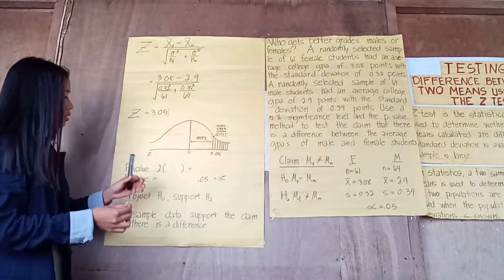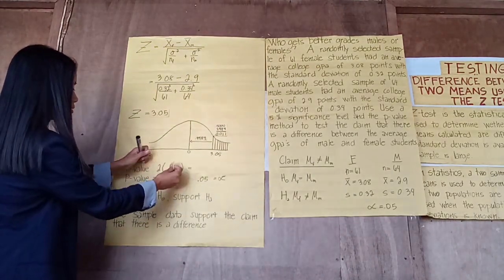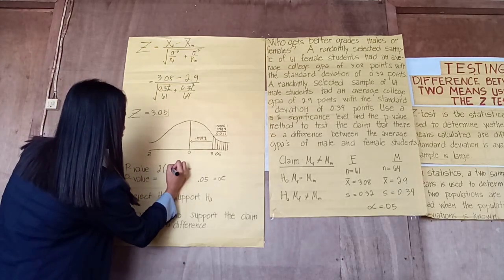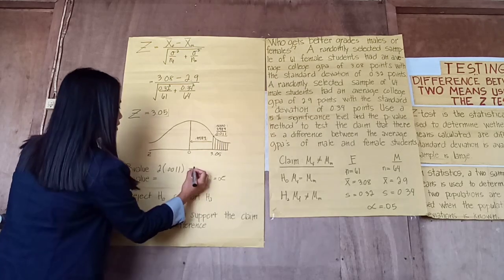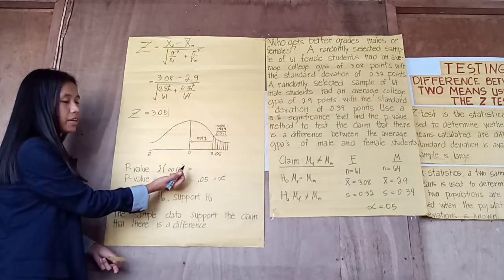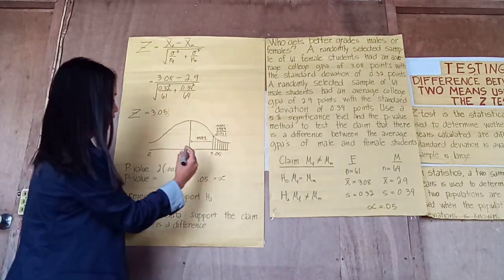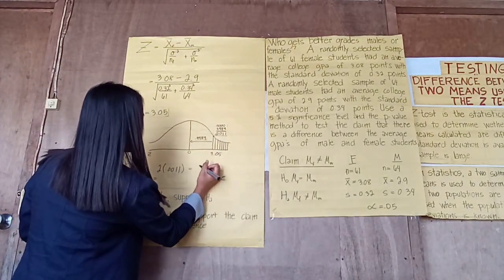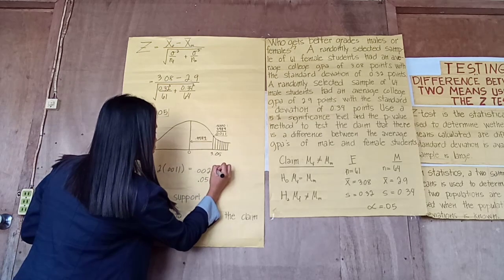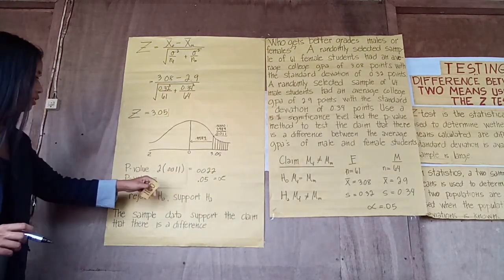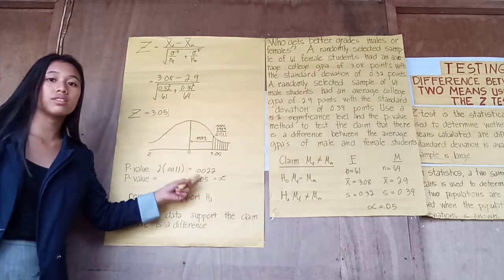So, 0.0011 times 2 equals, multiplied, what is the answer? Okay, so it will be 0.0022. Okay, now you have the P value. This is our P value, 0.0022.